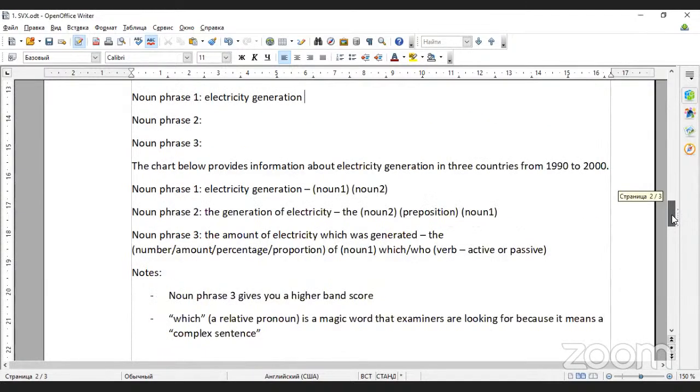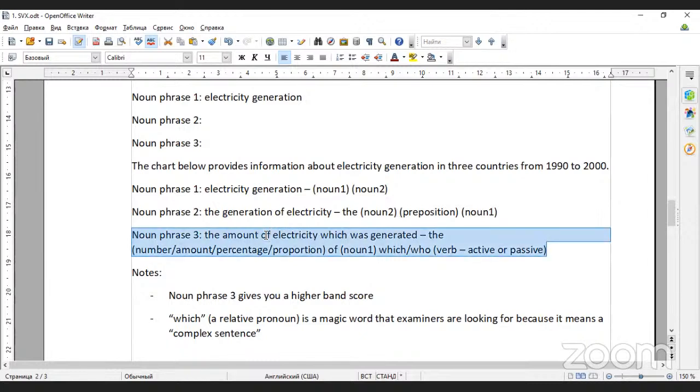So electricity generation, that's what we have. It's noun 1, noun 2. Now we have the generation of electricity. So there is noun 2, preposition, in most cases it's going to be of, but not necessarily, and then noun 1. So the generation of electricity. And the third noun phrase is the amount of electricity, sorry, which was generated.